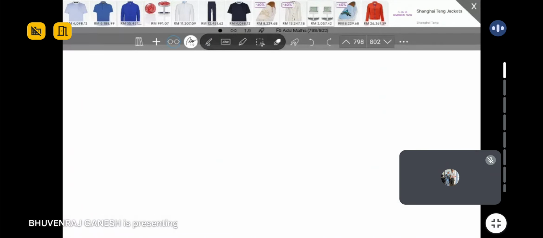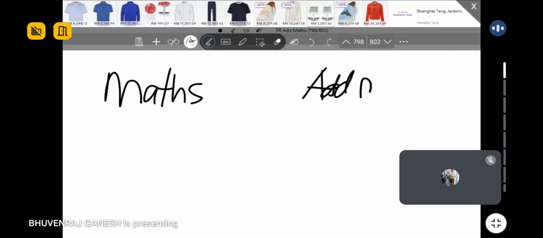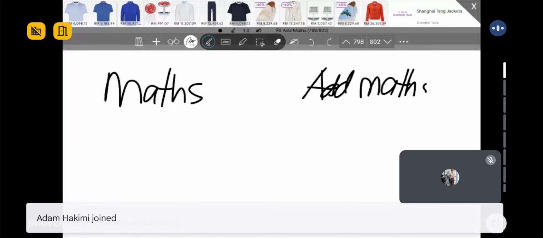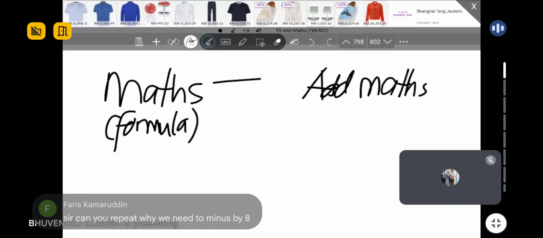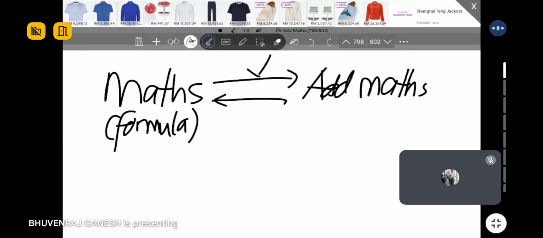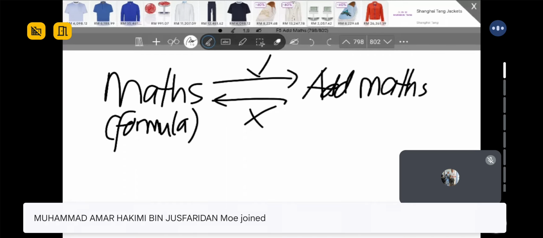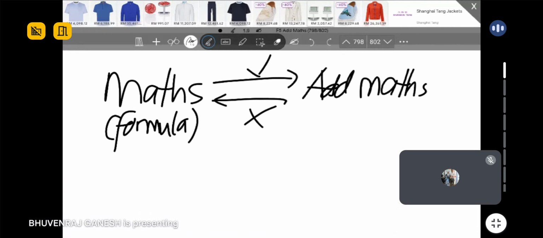So basically I explain a bit here lah. Teknik menjawab. So maths, add maths. Any formula that you got in maths, kamu boleh apply dalam add maths. Yang ni boleh, tapi yang ni tak boleh. Add maths formula you cannot use in maths. Strictly cannot, tak boleh. Tapi untuk add maths, kamu boleh guna rumus maths.